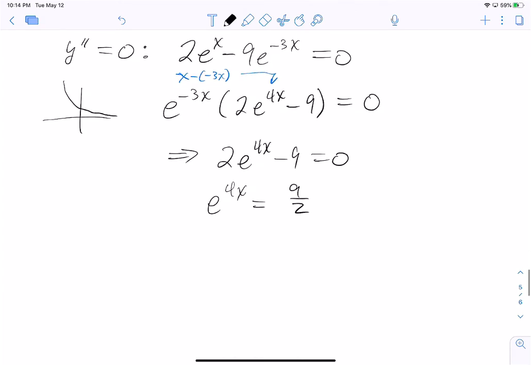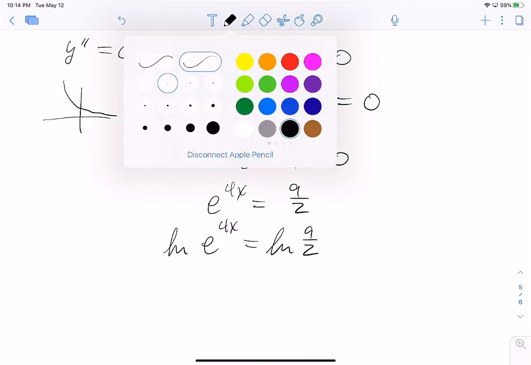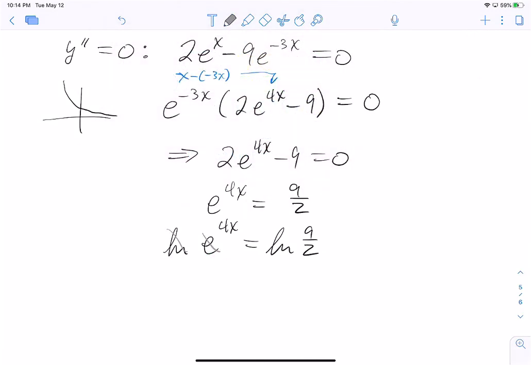Folks, if this feels a little fast, it's because I'm going fast, because at this point we're doing old school stuff. Applying the log to both sides, it's going to be the natural log of e to the 4x is equal to the natural log of 9 halves. I'm using the natural log because our base was e. And because those bases match for the log and the exponential, we end up with 4x equal to the natural log of 9 halves, which means that x is equal to 1/4 times the natural log of 9 halves. That's the value that makes the second derivative equal to 0.